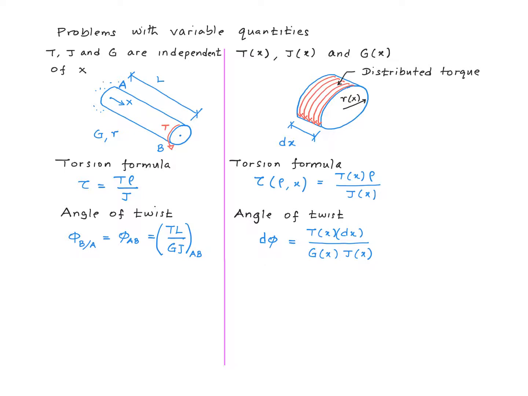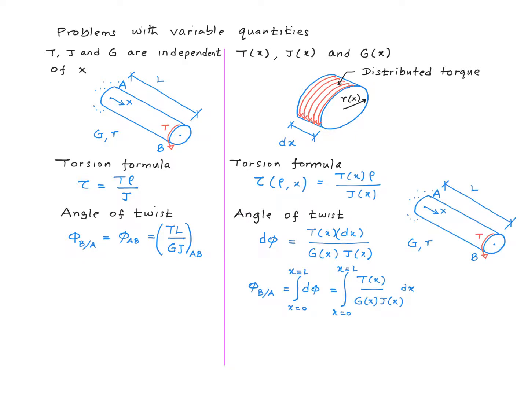D phi is now given by this formula, T as a function of x multiplied by dx divided by G as a function of x multiplied by J as a function of x. In other words, we had to follow the calculus approach here. If you are interested in finding the angular twist of point B with respect to point A, like we normally are, I have to integrate this formula.